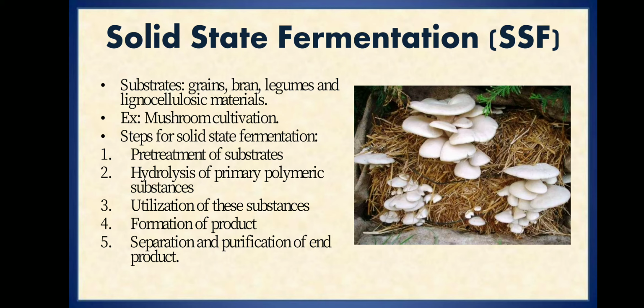So in case of amylase production, we will have to separate the solid substrate from the product by various purification processes. So these are the various steps that are involved in solid state fermentation.